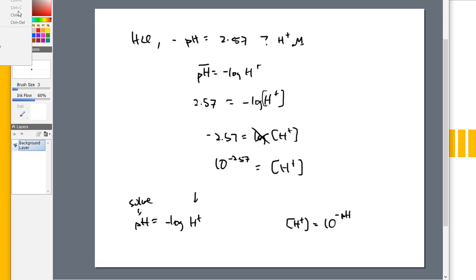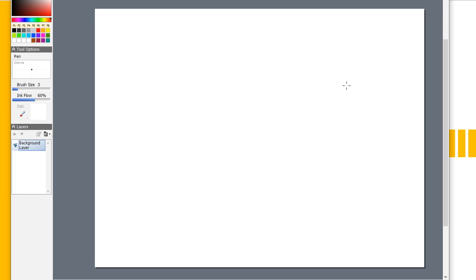Something else I need to talk about with pH before we start the lab. pH is a scale. Whoop, there it goes. In the middle, 7.